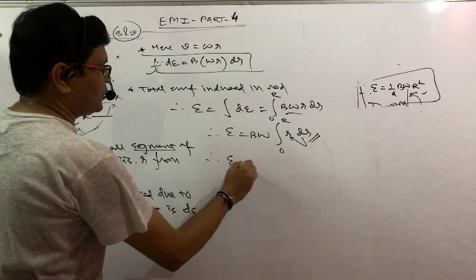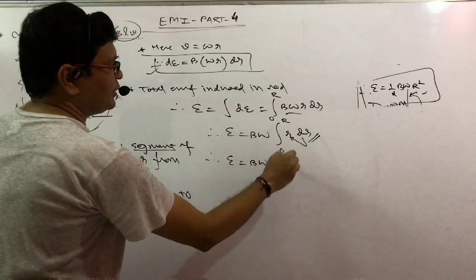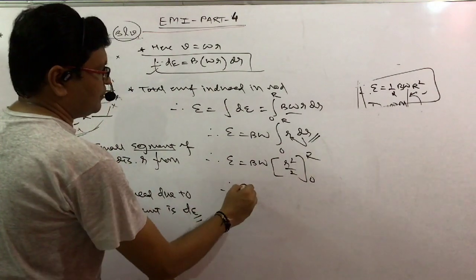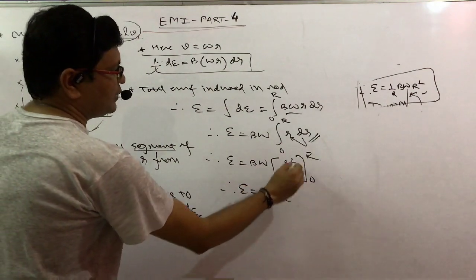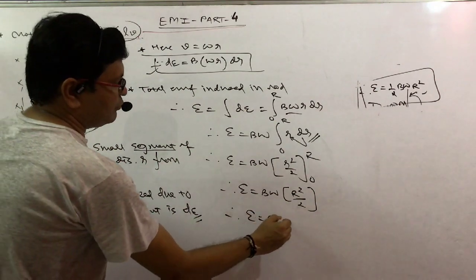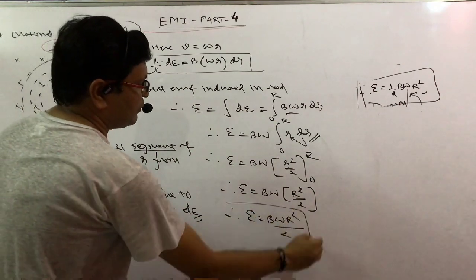Okay, so epsilon is equal to B omega times the integration of r. What is the integration of r? It is r square by 2. So epsilon is B omega, and if you set up the limit, r square by 2, so epsilon is equal to B omega R square by 2.